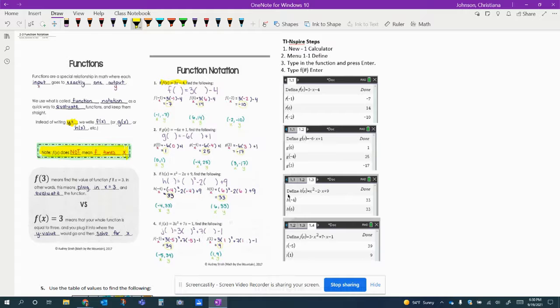So I've also shown you on here all of the different setups. It doesn't matter if it's f of x, g of x, h of x, or j of x. You can define each one, and then when you put in g of 0, it will give that particular one, and it will use the equation that you said g of x was.